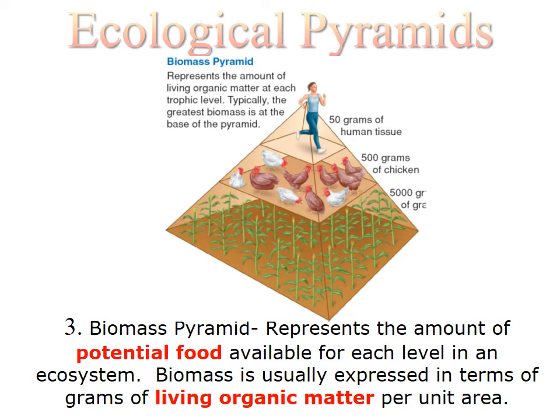And it is just the same shape as the other ones. There's more biomass at the producer level compared to the primary consumer compared to the tertiary. So you can see you start out with 5,000 grams of grain, then you have 500 grams of chicken, and then you have 50 grams of human tissue. So biomass is just the amount of living material in a unit area. And just like the other ones, it makes a pyramid shape usually.